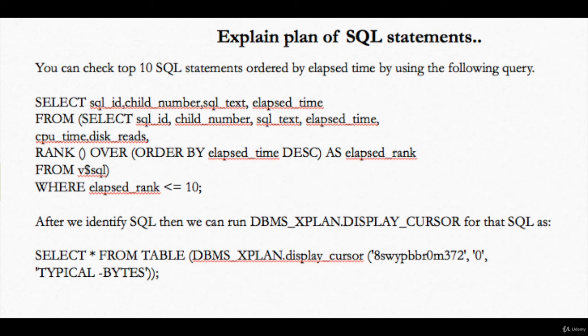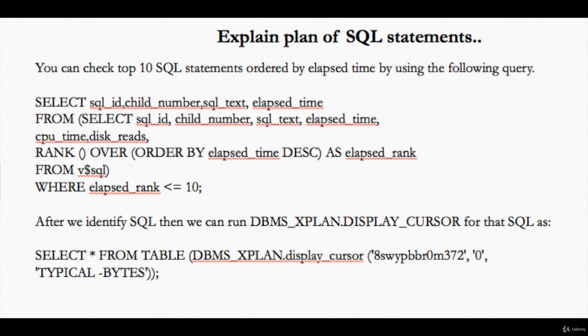Select SQL_ID, child_number, SQL_text, elapsed_time from V$SQL where elapsed rank is less than 10. After we identify the SQL, we can run DBMS_XPLAN.DISPLAY_CURSOR for that particular SQL. So for example, select star from table DBMS_XPLAN.DISPLAY_CURSOR for that particular SQL ID. So that's how we analyze a SQL.